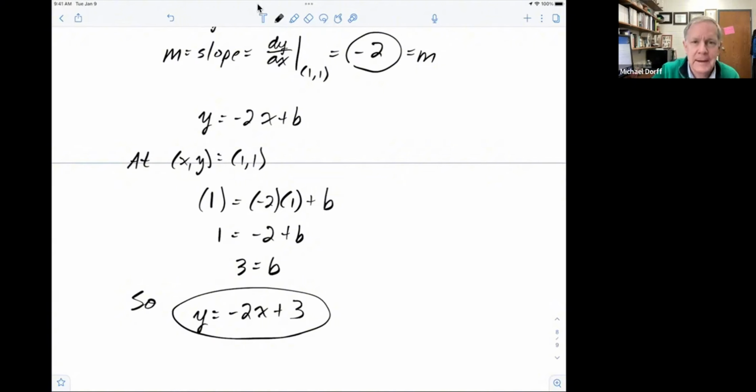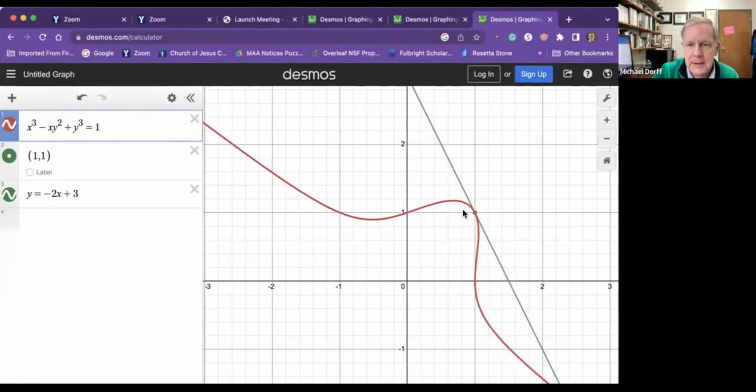And now if we go back again to Desmos, you'll see that that is that green line right here, y equals -2x plus 3. That's that tangent line.